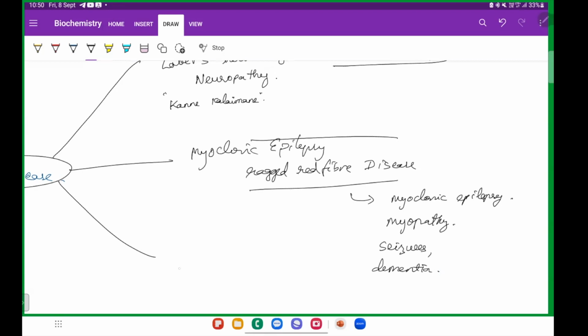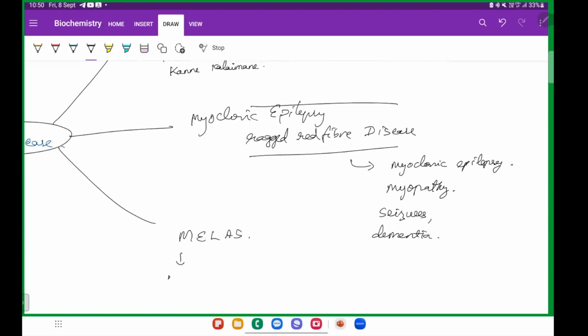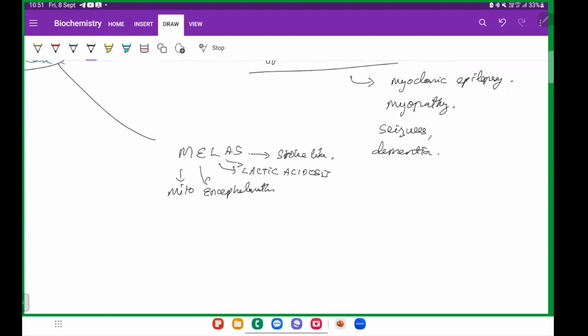And you have next one, that is going to be MELAS. What is MELAS? Mitochondrial encephalopathy, LA stands for lactic acidosis. You have lactic acidosis, and S stands for stroke-like episode. So this is your MELAS, and this is also a complex 1 defect with lactic acidosis, strokes, myopathy, seizure, and dementia. Then you have the last but not least, this Leigh syndrome.